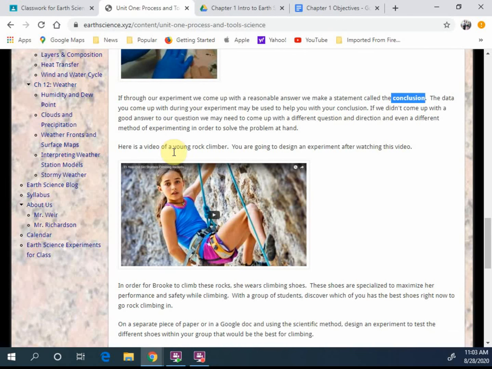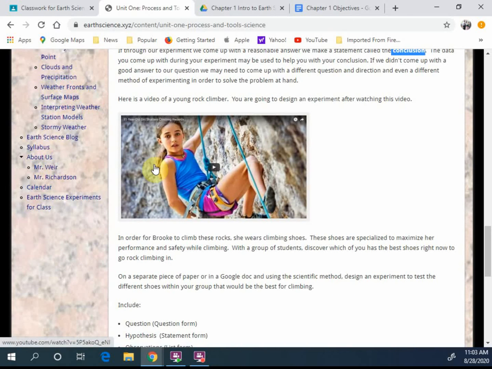What we're going to do in class today is watch a video of a prodigy young female rock climber who is now 19 and is in the Olympics for climbing. She's one of the top 8 in the world. At the age of 11, she broke a lot of records, and it talks about why she was able to do that. It indicates her shoes, as they require specialized shoes to maximize her grip and safety while climbing.